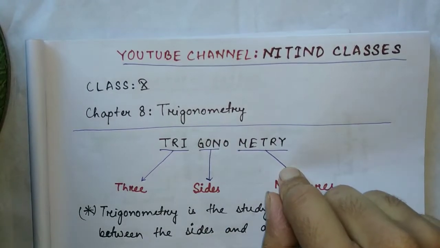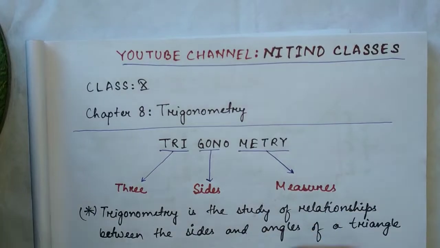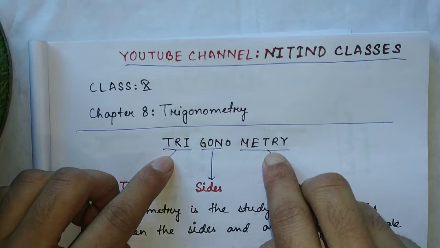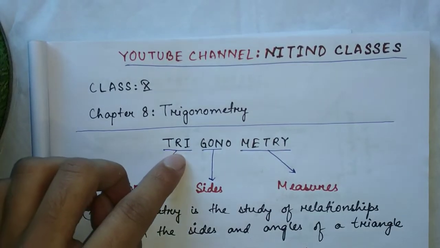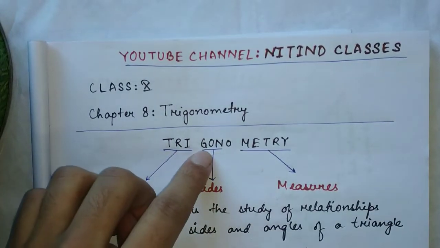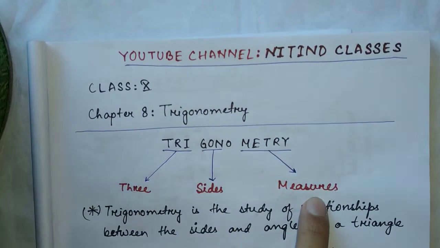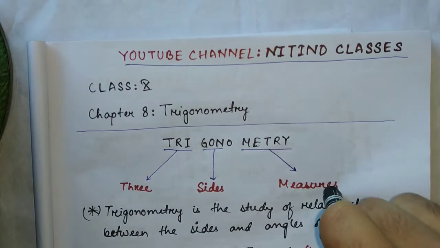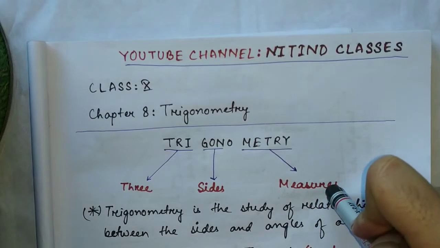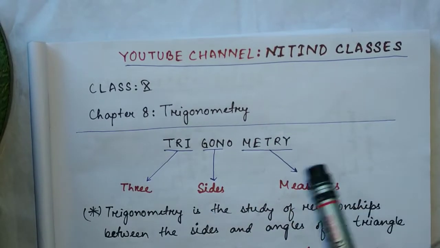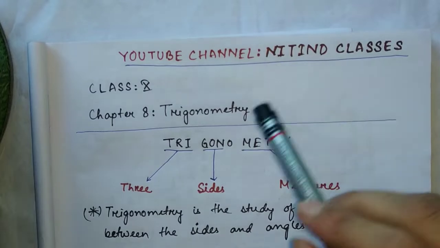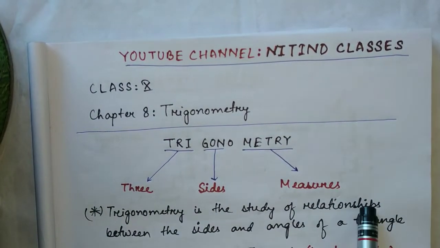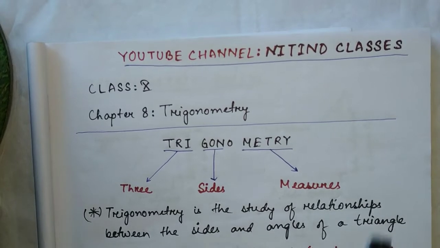So trigonometry is a Greek word which is derived from basically three parts: tri, gon and metri. The first part, tri, means three. The gon means sides and metri means measures. So the three sides means a triangle and the measures. The measures of the triangles are generally the angles and the sides. So in trigonometry what we do is we study the different sides and angles of the triangle. So the definition says that trigonometry is the study of relationships between the sides and angles of a triangle.